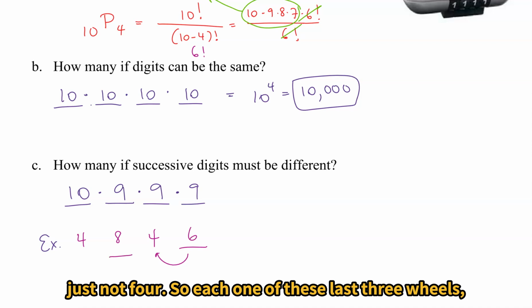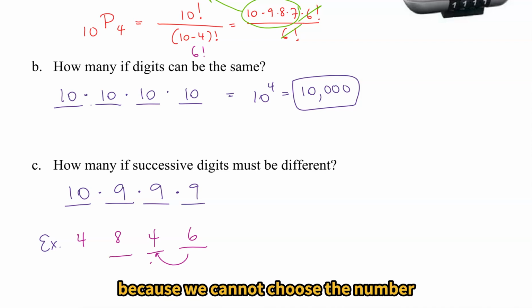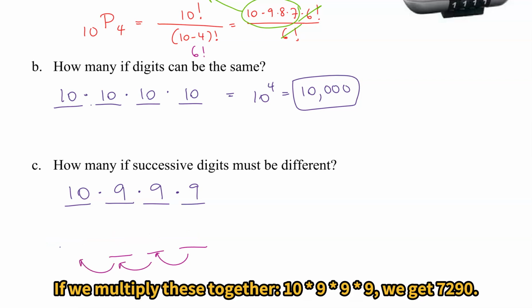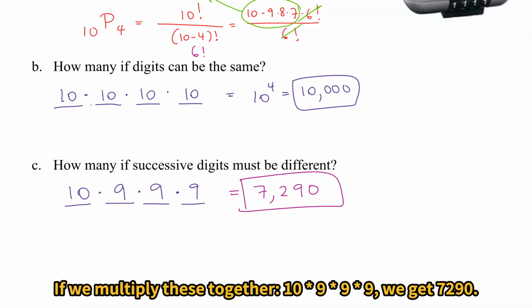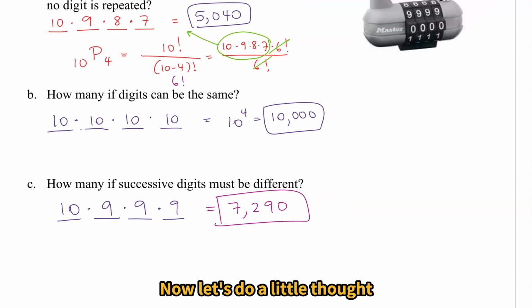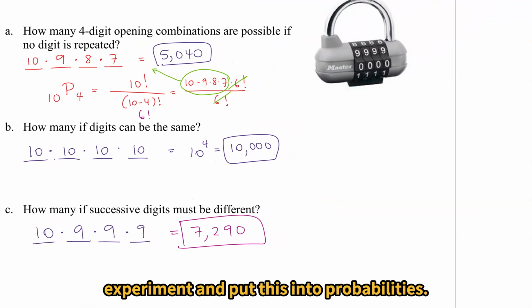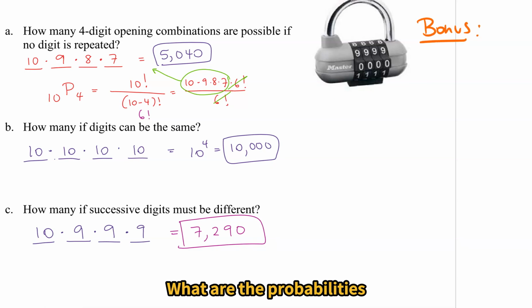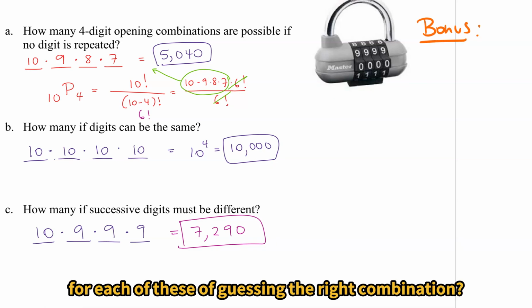So each one of these last 3 wheels, we have 9 choices because we cannot choose the number that was right before. If we multiply these together, 10 times 9 times 9 times 9, we get 7,290. Now, let's do a little thought experiment and put this into probabilities. So here's a bonus question. What are the probabilities for each of these of guessing the right combination?